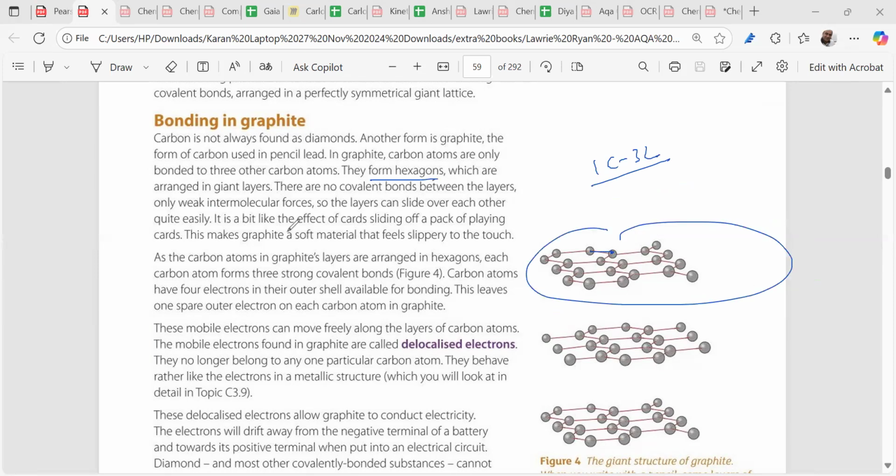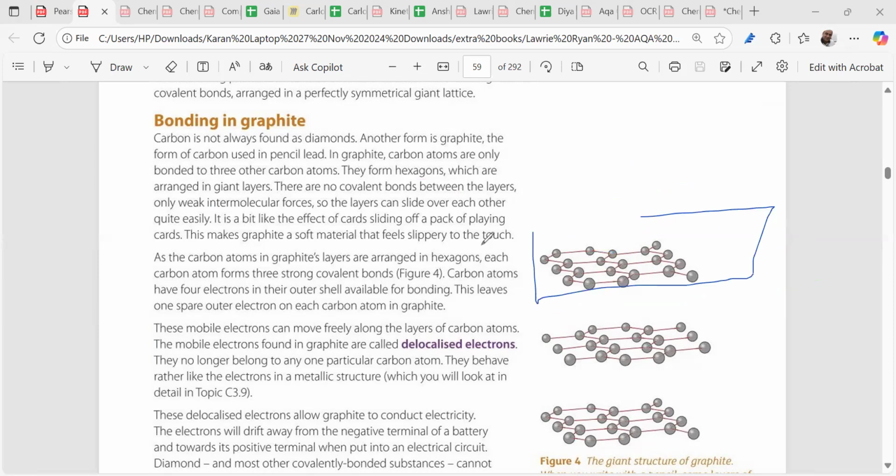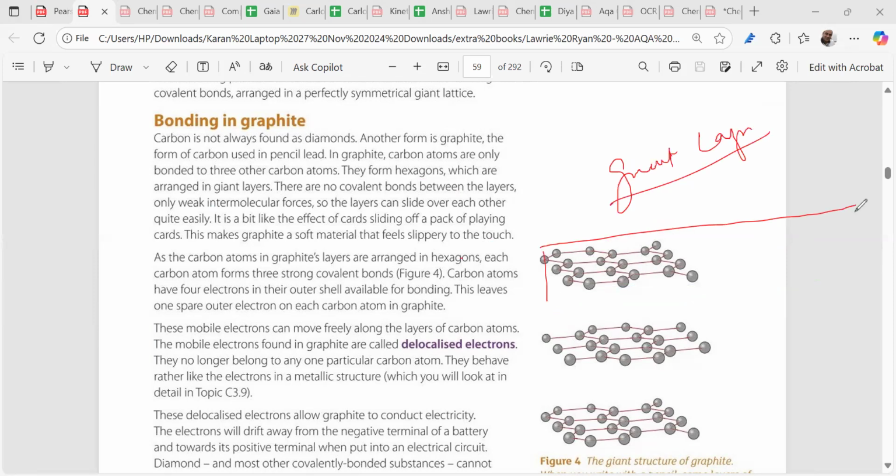This is a very important portion we have to master: a single layer of graphite will give you graphene. And graphene will have a high melting point and boiling point. Yes, it will. Why? Because the sheets are in giant layers. When we utter the word giant, what does it mean? Millions of bonds. So graphene will also have a very high melting point and boiling point.